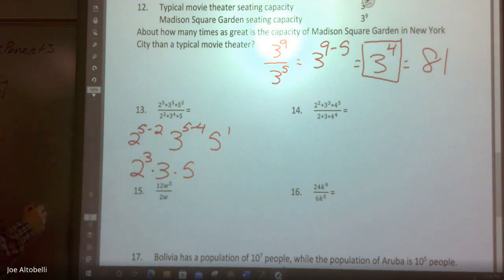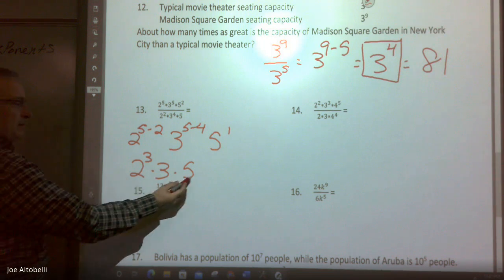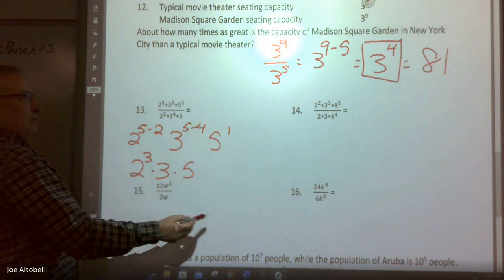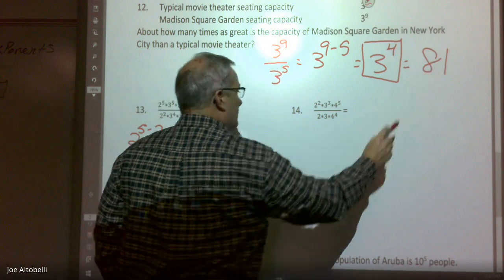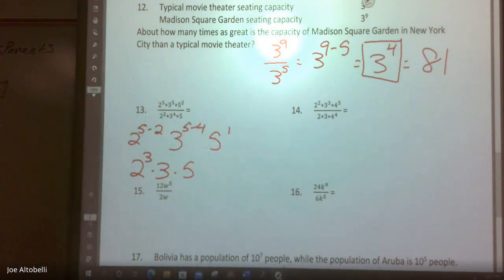And I don't remember if it says simplify or evaluate. If it says simplify, this is simplified. If it says evaluate, then that is the type of answer you'll have.